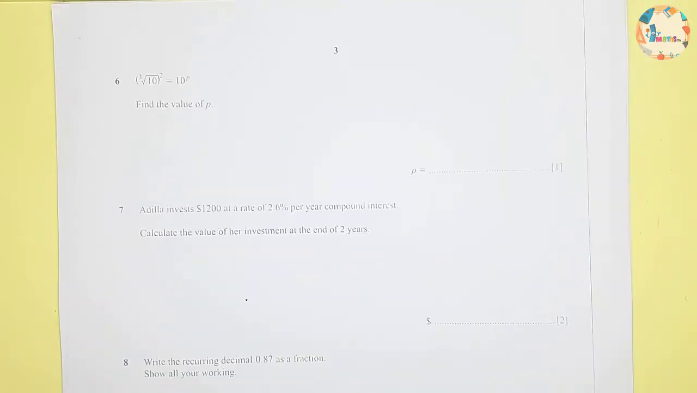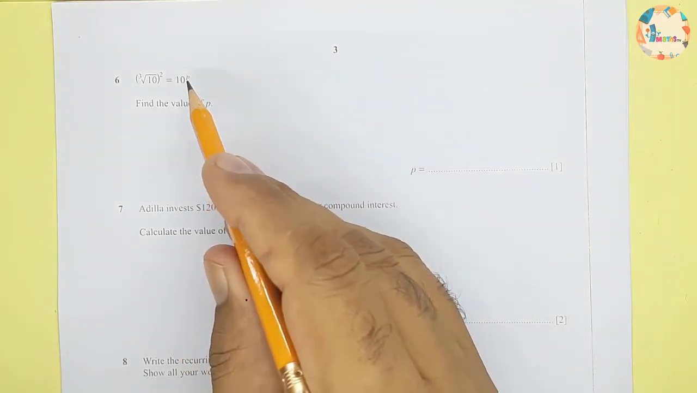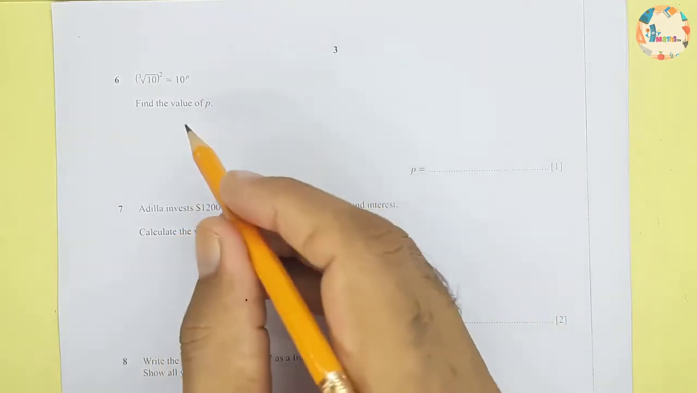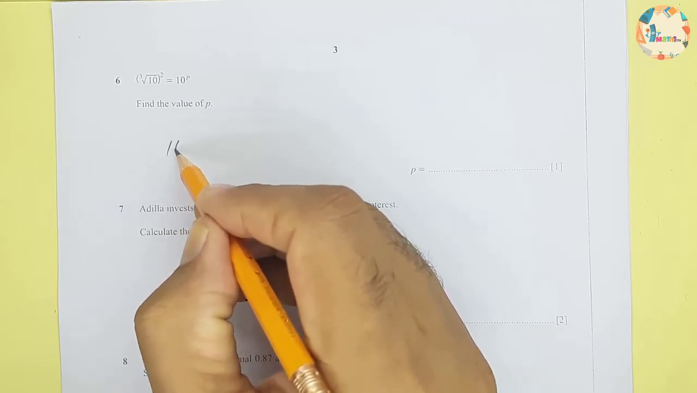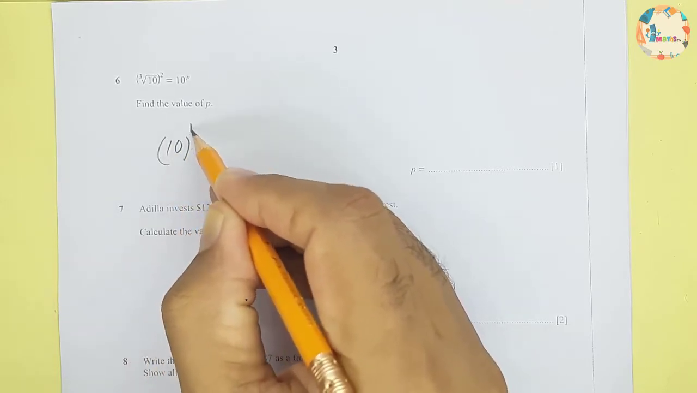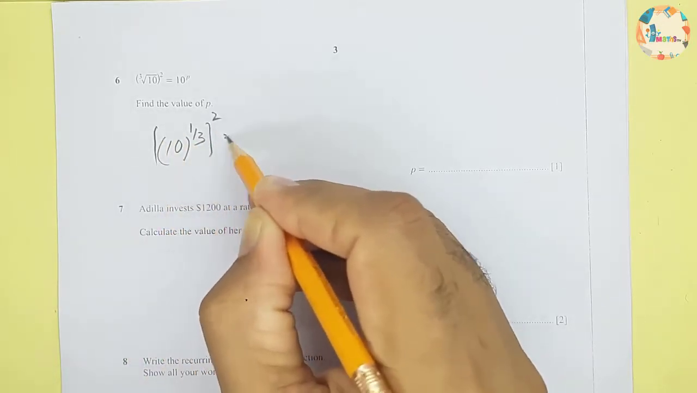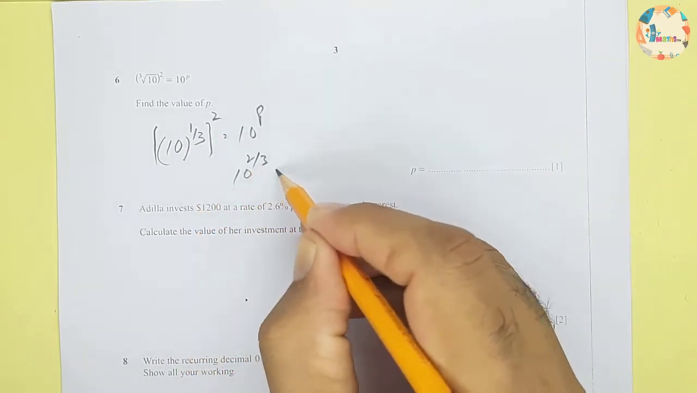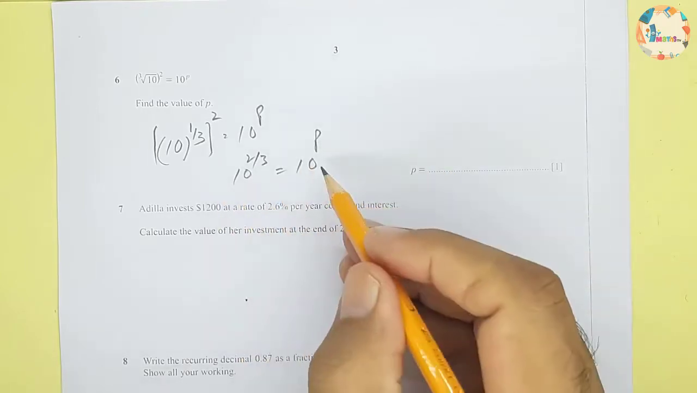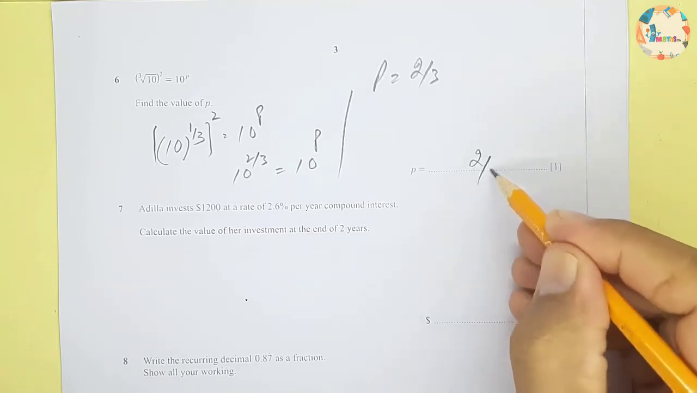Question number 6. For question number 6, we have to find 10 raised to the power p. Basically the value of p is required. So what we can do, we can write this one as 10 raised to the power 1 by 3, because of the cube root, and the whole raised to the power 2. This will be equal to 10 raised to the power p. So this one we can write 10 raised to the power 2 by 3 is equal to 10 raised to the power p. So bases are the same, so we can write p is equal to 2 over 3. So this will be 2 over 3.